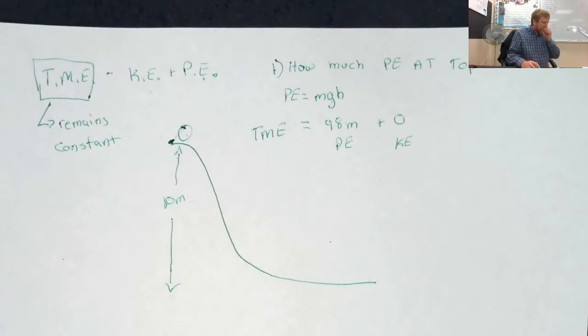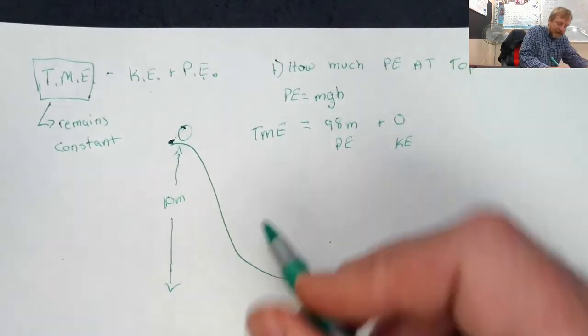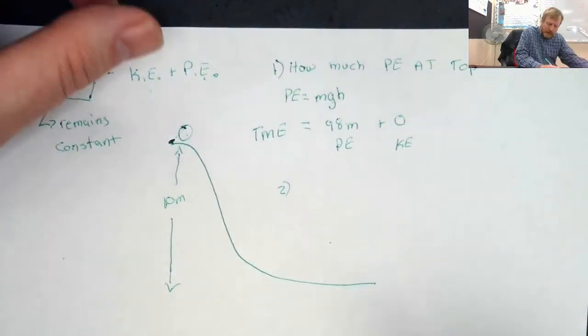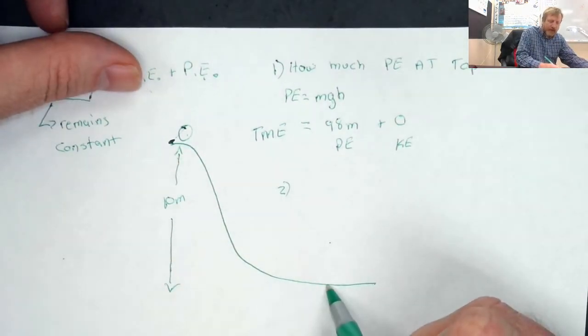A follow-up question, the next one where we would use this conservation of energy, is to say, well, what about at the bottom of the hill? How fast is this going?